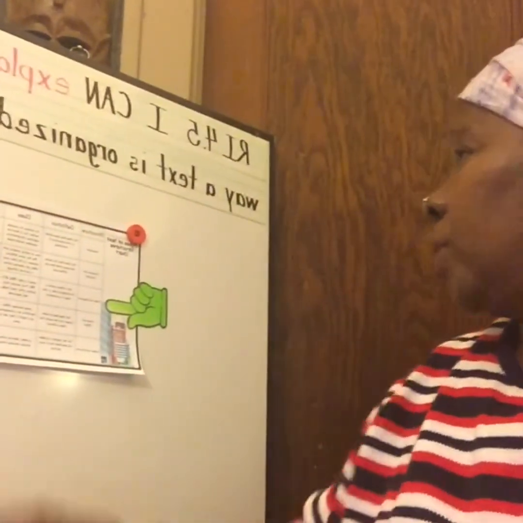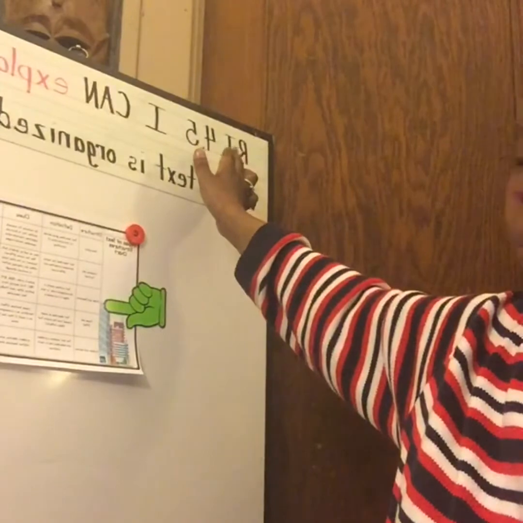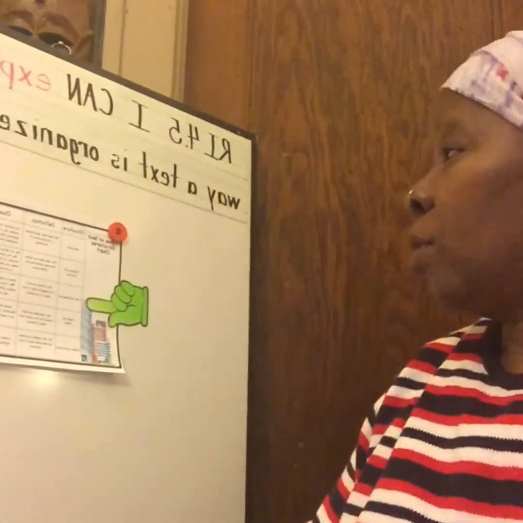This is your Thursday and Friday lesson. So remember, we are going to continue looking at this particular standard, which is RI 4.5. I can explain the way a text is organized. Now you have the following in your packet.